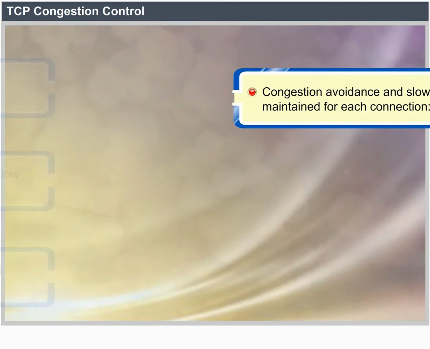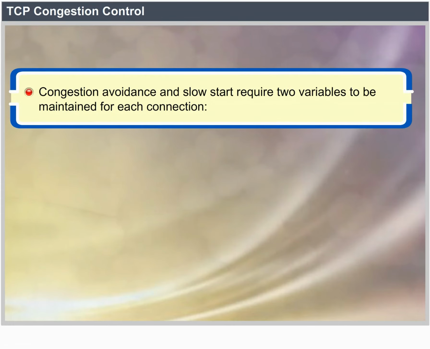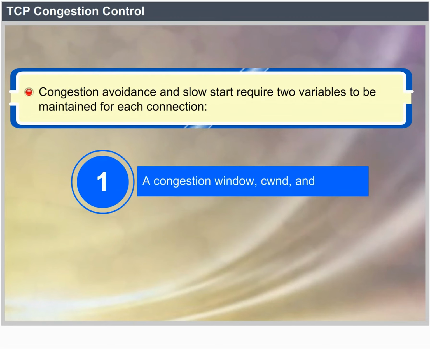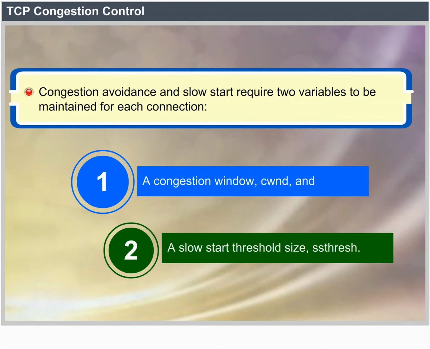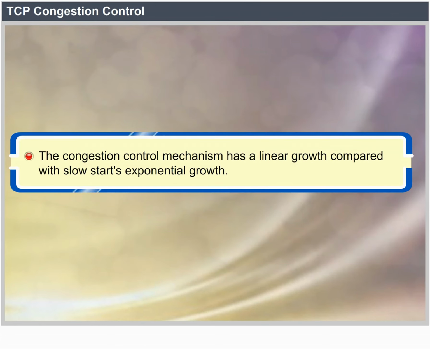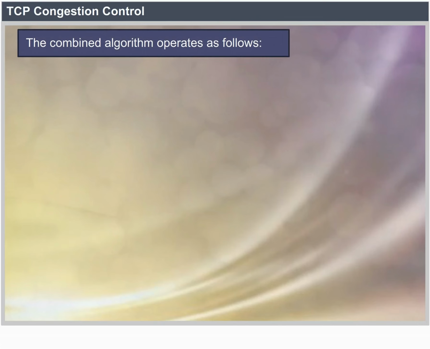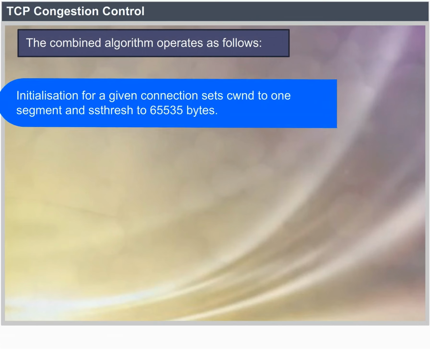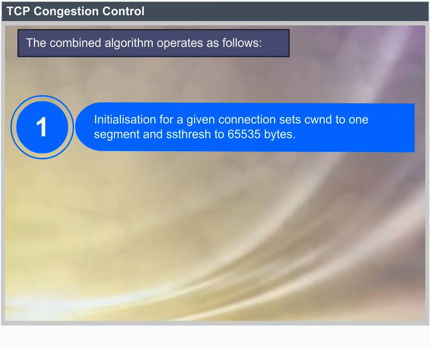Congestion avoidance and slow start require that two variables are maintained for each connection: a congestion window CWND and a slow start threshold size SS thresh. The congestion avoidance mechanism has a linear growth compared with slow start's exponential growth. The combined algorithm operates as follows. Initialization for a given connection: set CWND to 1 segment and SS thresh to 65535 bytes.